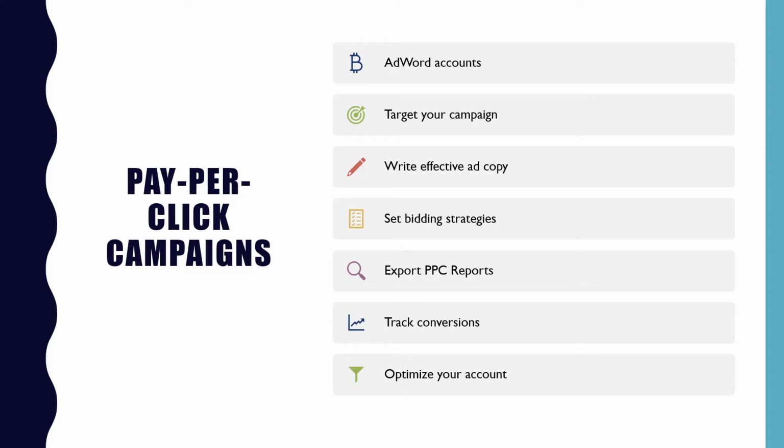You want to make sure that, again, you're writing effective ad copy, so that you're making the most out of your ads. Figure out how to set bidding strategies, export your PPC reports so you can tell how they're doing, track your conversions, and then look at ways that you can optimize your account.